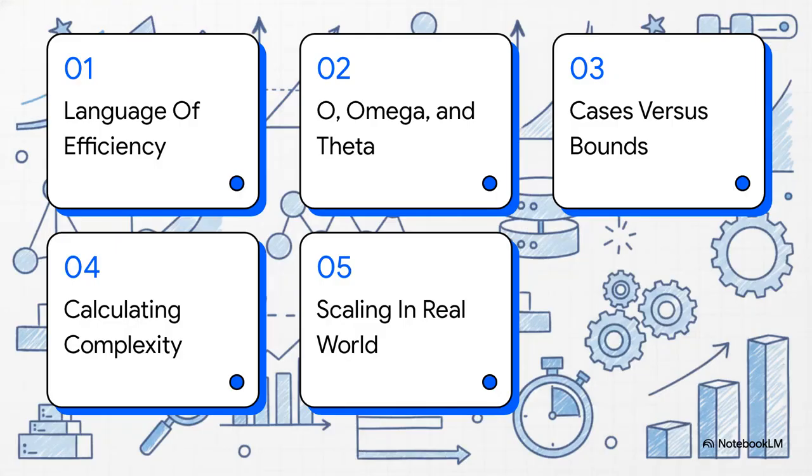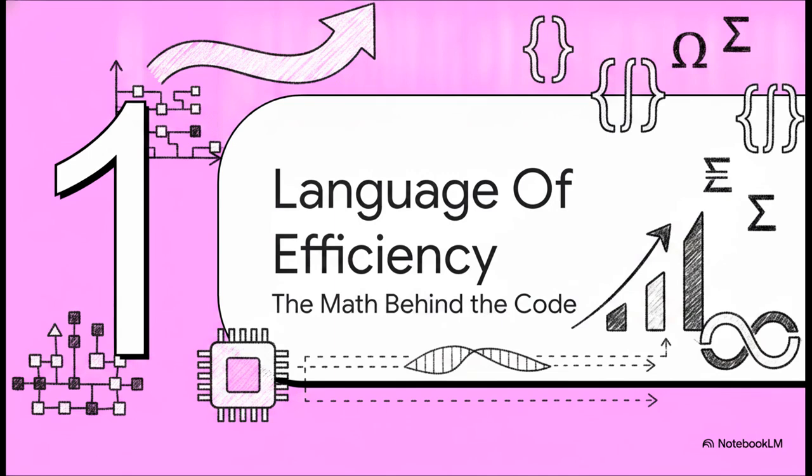So we're going to break this whole thing down. We'll start with the language of efficiency, meet our main players, O, omega, and theta, look at cases versus bounds, calculate some algorithm complexity, and finally see how this all scales in the real world. All right, part one, the language of efficiency. This is the math behind the code.